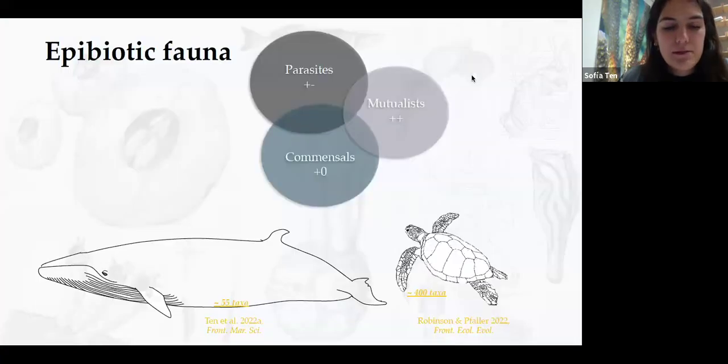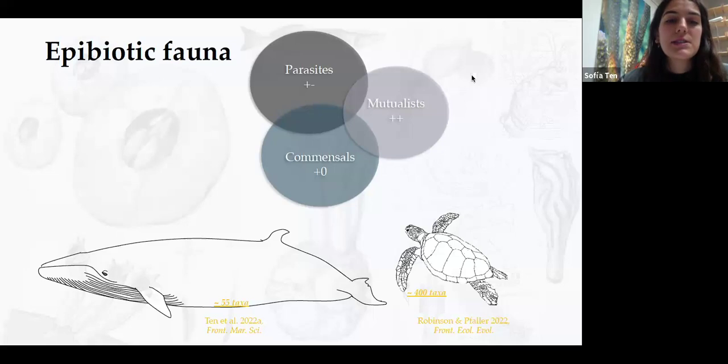Okay, so just to have a heads up of what epibiotic fauna is, I'm referring to any animal species that lives on whales, dolphins, sea turtles. So they have this intimate, often lifelong interaction. These animals can be associated to these hosts in different ways. They can be parasites, commensals, mutualists, but I like to represent the interactions like this because it's not always clear what the nature of the interaction is. Some species that have been classified as parasites are not always parasites, or it's not really clear to define.